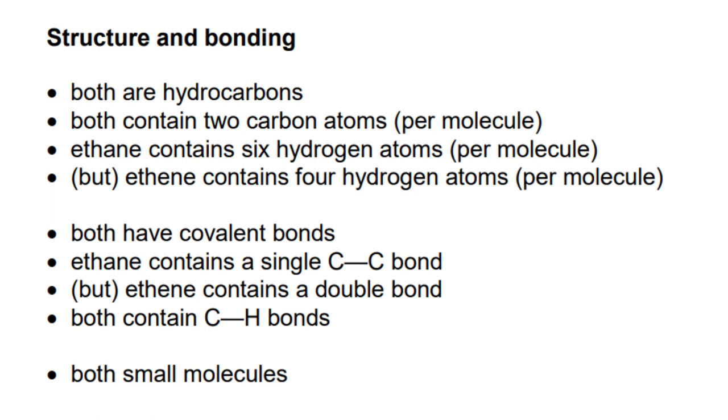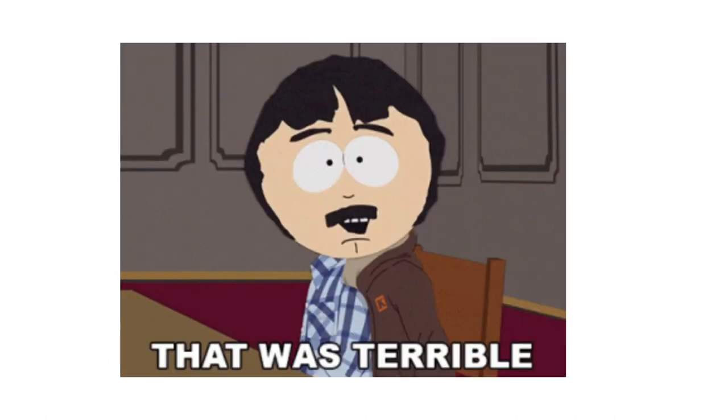Both are hydrocarbons. Both contain 2 carbon atoms. Ethane has 6 hydrogens. Ethene has 4. You can talk about ethane having single carbon-carbon bonds and ethene having a double bond. Really, really easy. And they both contain C-H bonds.